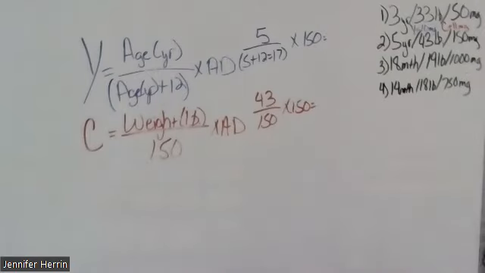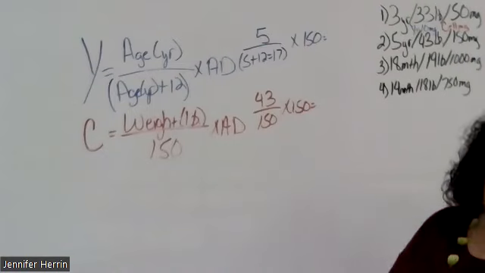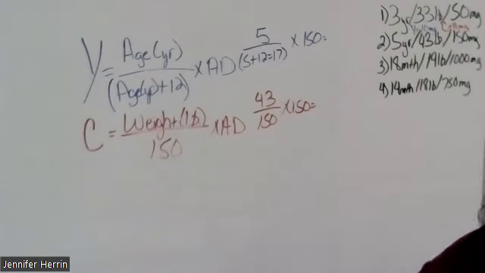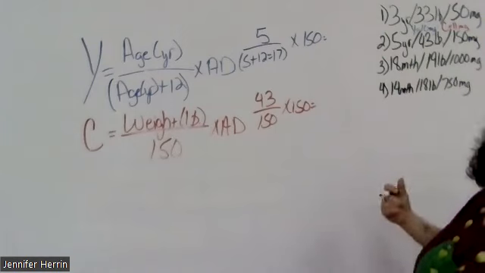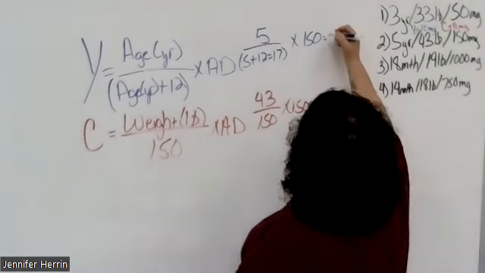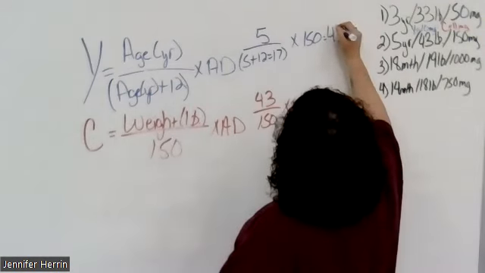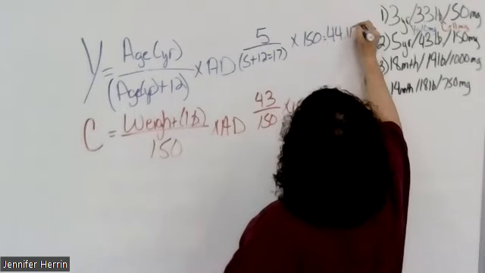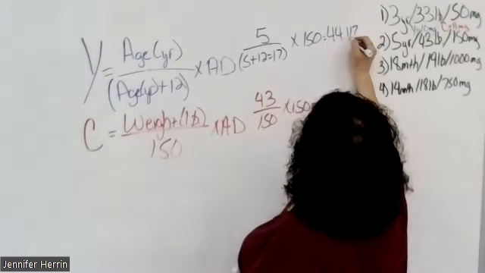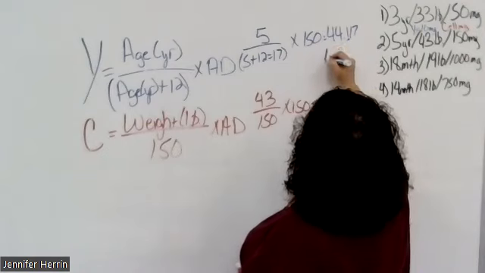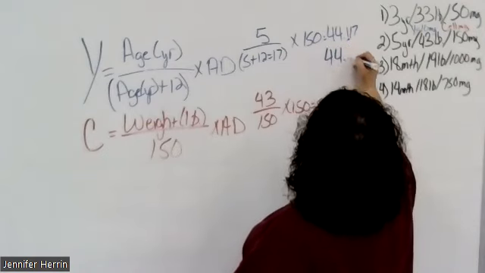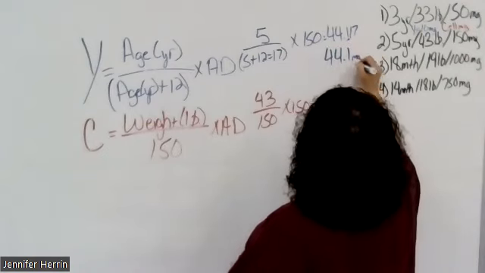So if we plug this into our calculator for Young's rule, we have 5, hit that divide key, 17, hit the multiply key, type in 150 and hit equals, and it should give you 44.117. And again, if we're just going to round to this tenths place, this is going to give us 44.1 in this case.